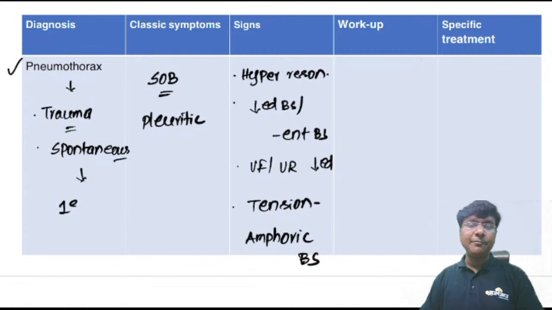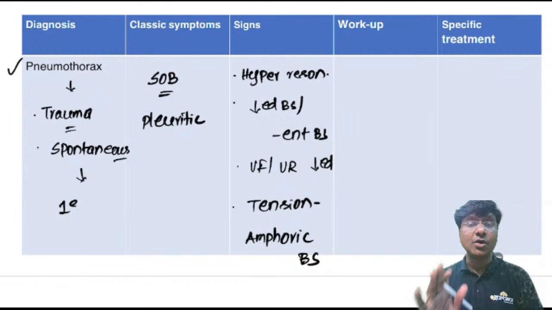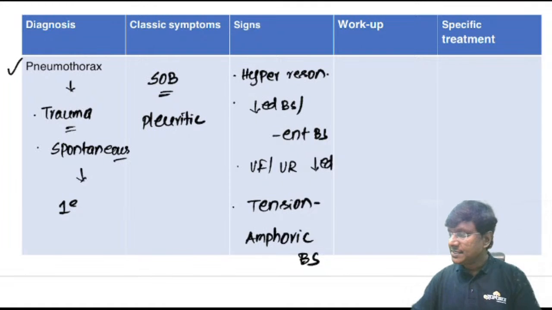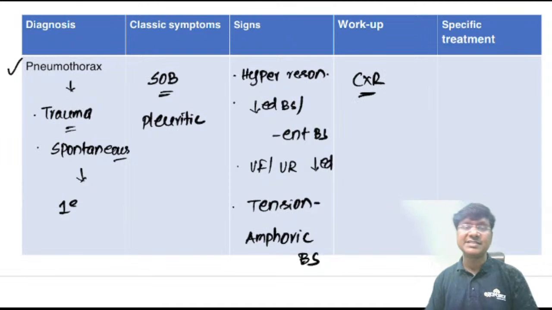What do you mean by the word amphoric type of bronchial breath sounds? It is nothing but the breath sounds which are of metallic quality. That will be the signs in case of pneumothorax. And how will you diagnose these patients with pneumothorax? That is by your chest x-ray.